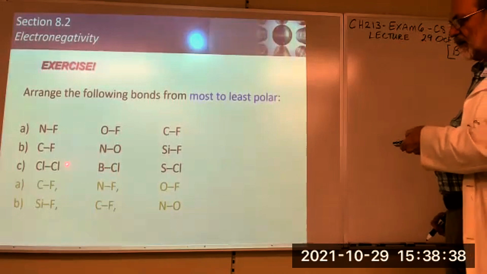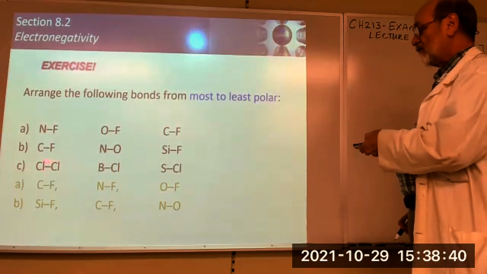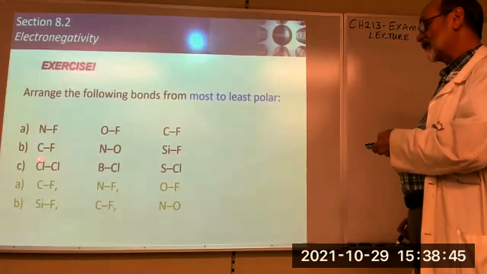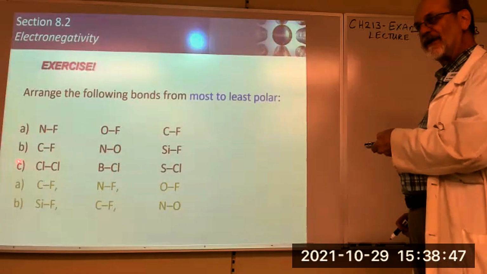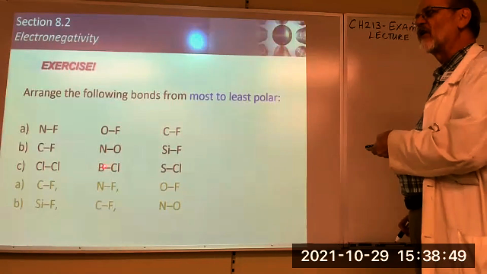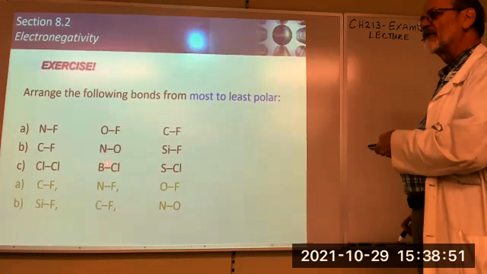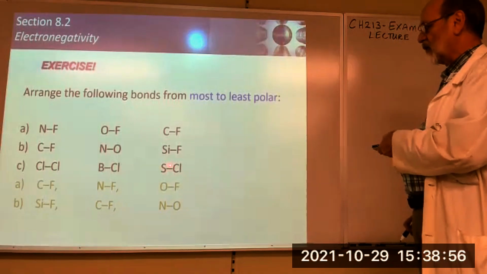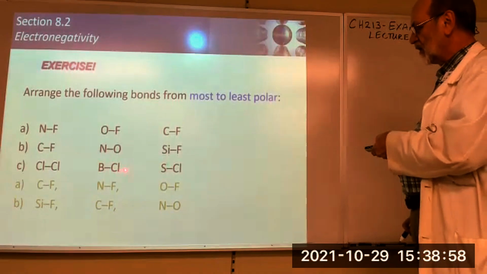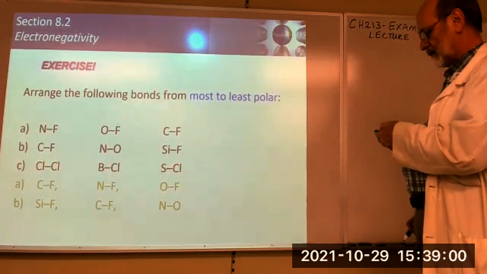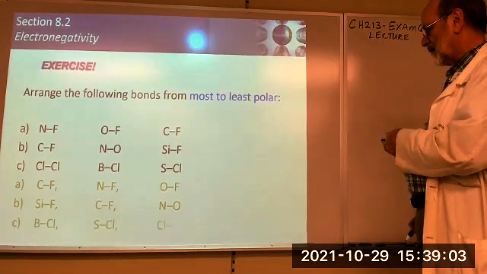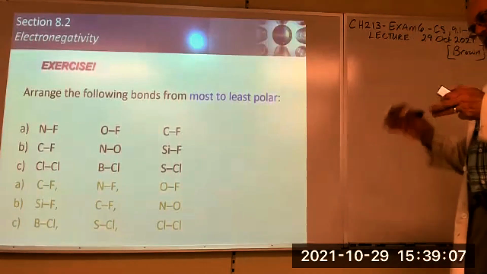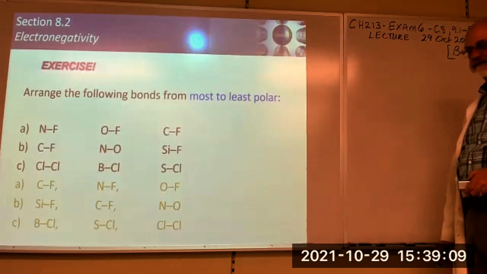How about this one? That one's not even polar. I guess we could say it's the least polar, with zero polarity. Boron and chlorine, they're pretty far apart. Sulfur and chlorine are right next door. Okay, so this is the most polar, this is the least polar, and that's in between. So that's sort of a qualitative assessment.